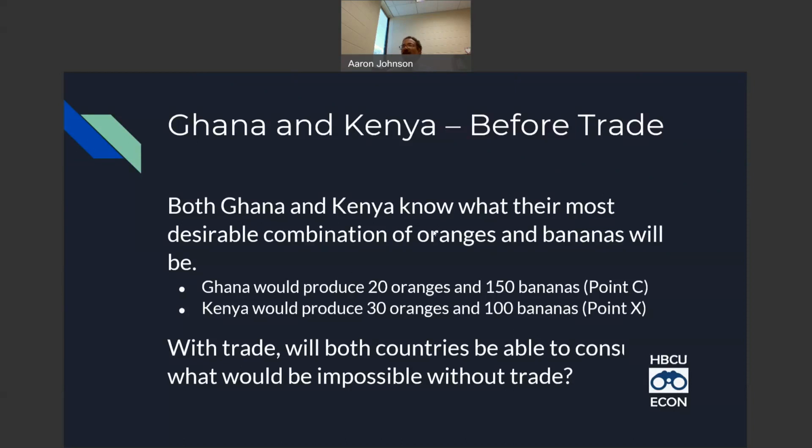One thing we need to understand is Ghana and Kenya before trade. Remember, I pointed out point C for Ghana, that's 20 oranges and 150 bananas. And then I pointed out Kenya producing 30 oranges and 100 bananas, that's point X. Now with trade, is it possible to consume what would be impossible without trade? So let's look and see.